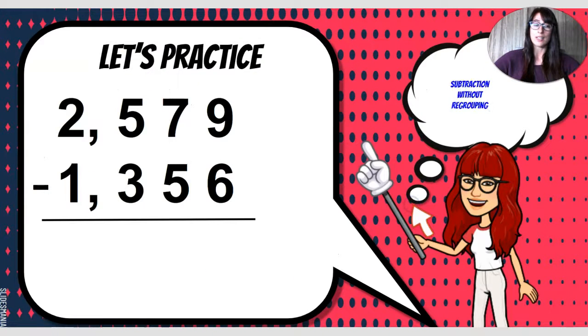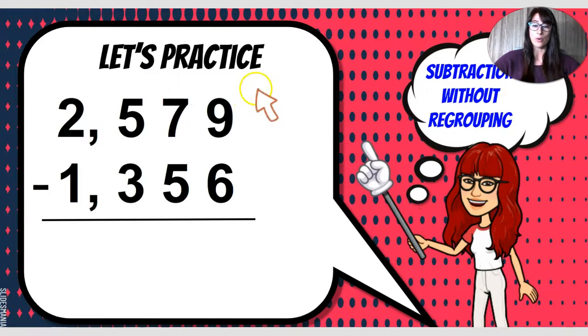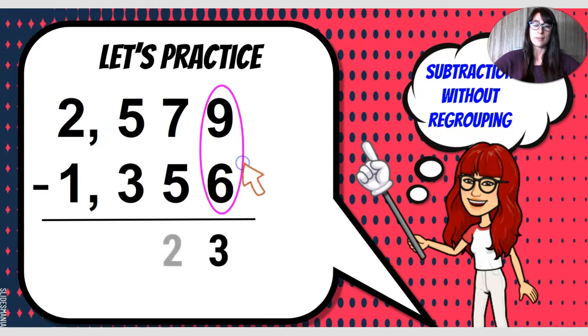Here we will be looking at subtraction without regrouping. So as always, we begin with the ones. 9 minus 6, remember we are finding difference, so we are subtracting, we are taking away. 9 minus 6 is 3. 7 minus 5 is 2. 5 minus 3 gives us 2. And 2 minus 1 is 1. No need to go next door.